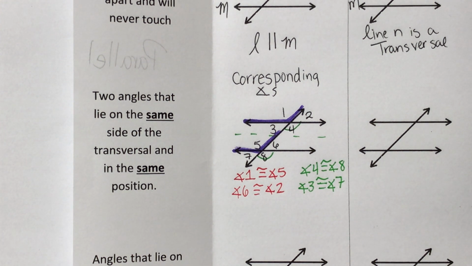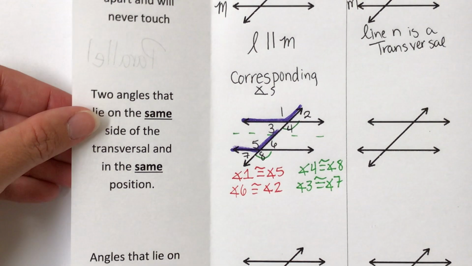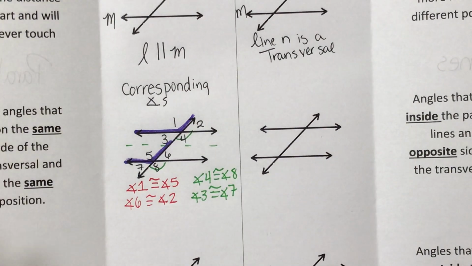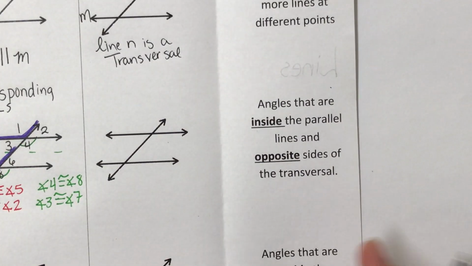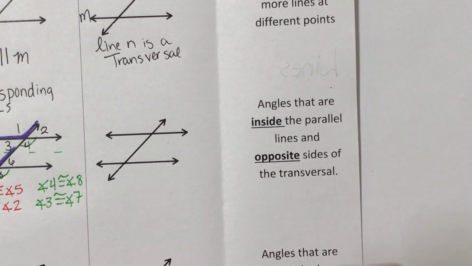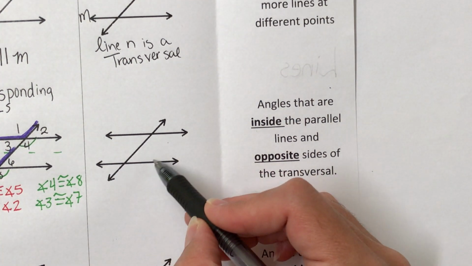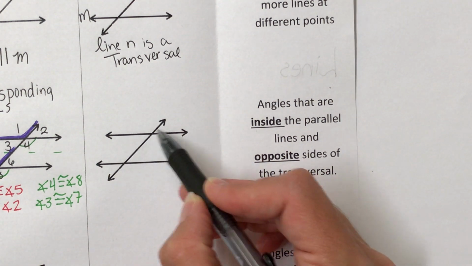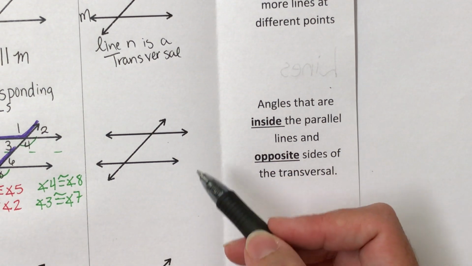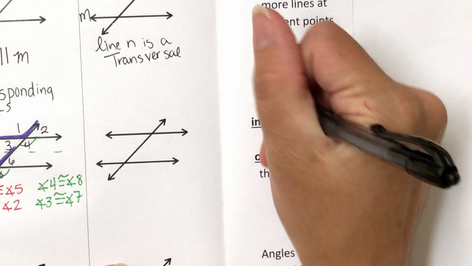Okay, so now, the next set of angles. So again, I'm going to number my angles, but in this situation, I'm going to focus on a certain set of angles. So angles that are inside the parallel lines and on opposite sides of the transversal. So inside my parallel lines are these angles right here. But when they're on opposite sides of the transversal, they're known as alternate interior angles.